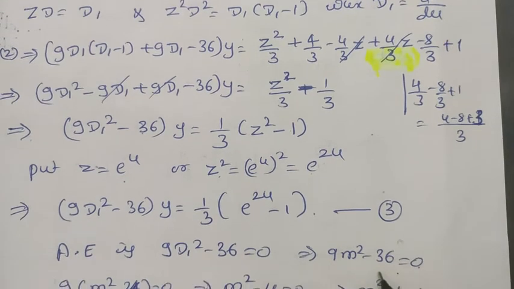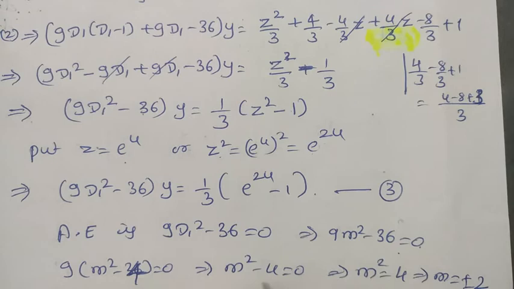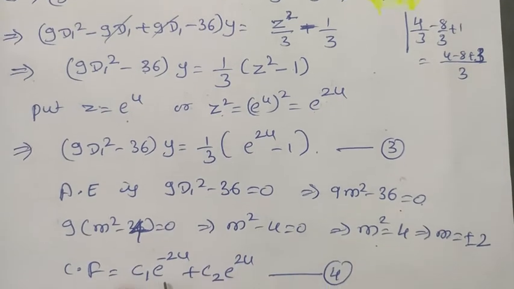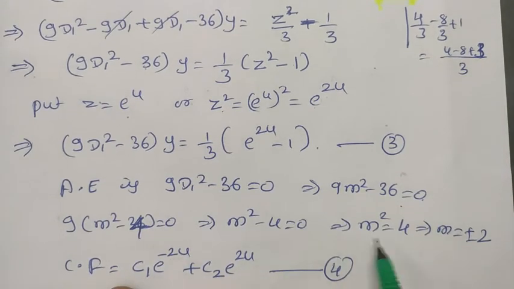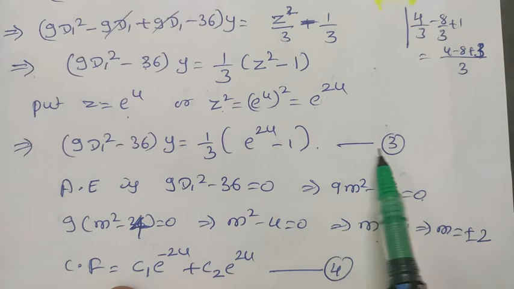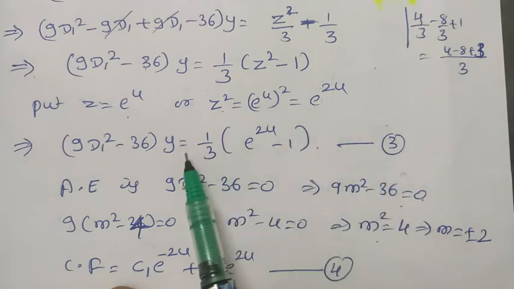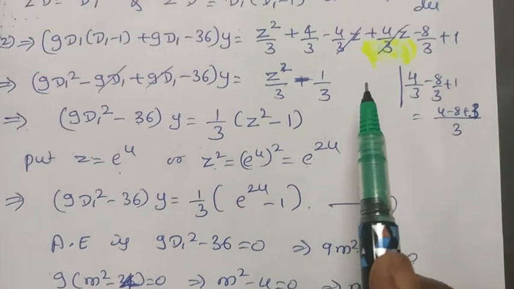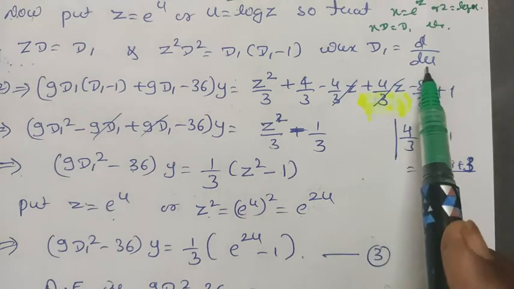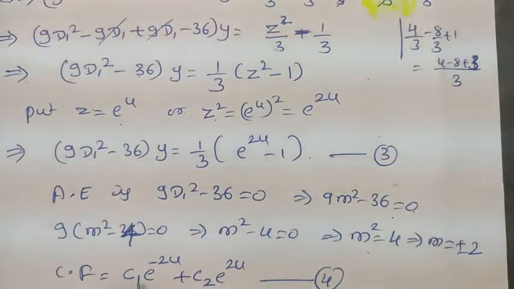that is 9m square minus 36. So take 9 common, it is m square minus 4 equals 0. This implies m equals plus or minus 2. So the complementary function is c1 e raised to minus 2u, because here our equation is in terms of u, because here D1 is d by du. So the complementary function is c1 e raised to 2u plus c2 e raised to minus 2u. Take this as equation number 4.